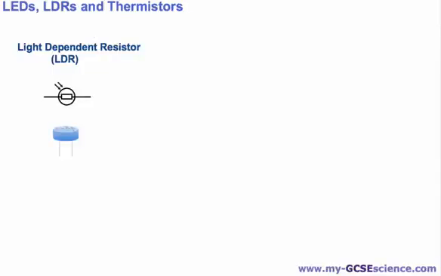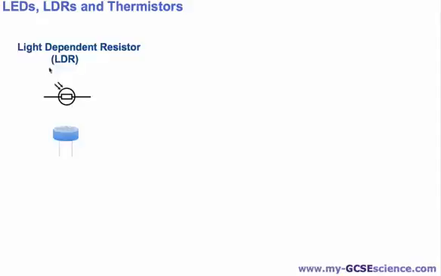Now the first one I have here is the LDR, and that stands for light dependent resistor. Sometimes people call it a light sensor, and the symbol for the LDR is this here, which we've come across before in another video, and it might look a little something like this if you saw a picture of it. This picture is not so important for you, but certainly knowing the symbol for it is important. You do need to know that.